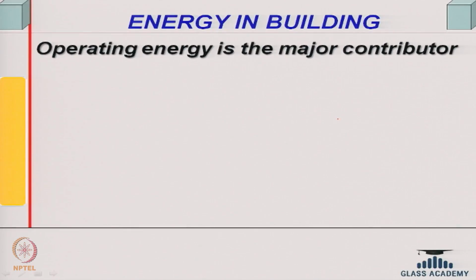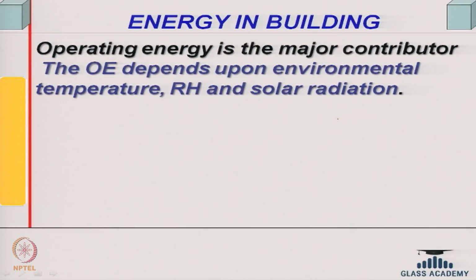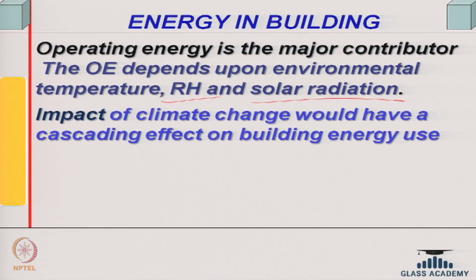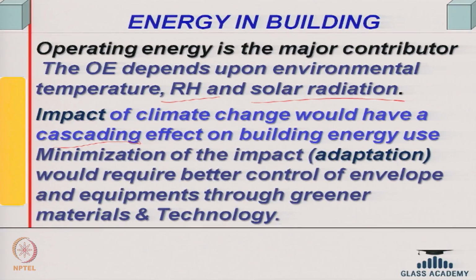So, operating energy is a major contributor, and therefore depends upon environmental temperature, relative humidity, solar radiation, which we have already discussed, and the impact of climate change, of course, if that is there. A lot of people are apprehensive of climate change, and if the temperature increases, it will have a cascading effect on building energy use. So, minimization of this impact would require better control of envelope and equipment through better greener materials and technology and so on.